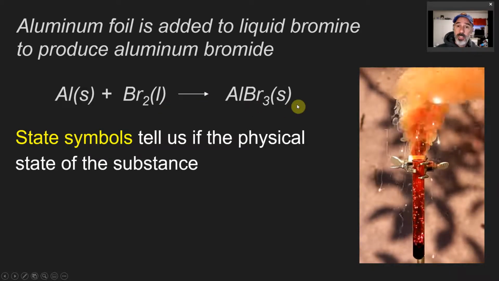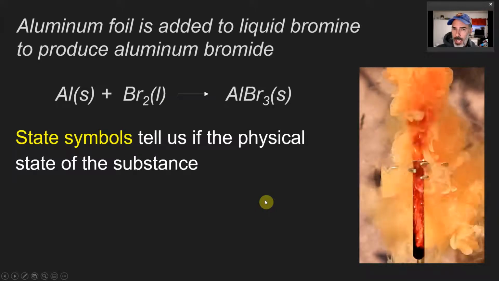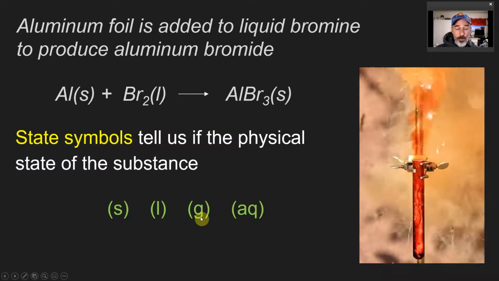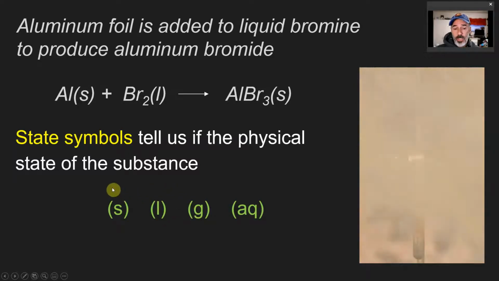So we have liquids and solids. Any guess what symbol we'll use if it turns out the thing is a gas? You're right, it's just going to be a g. So we have solids, liquids, and gases. Those are the state symbols we could see.